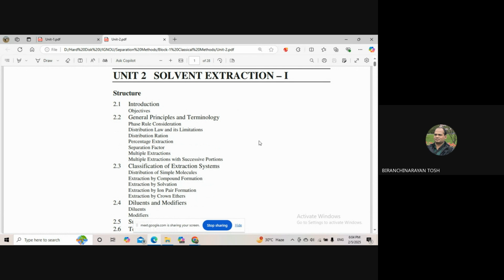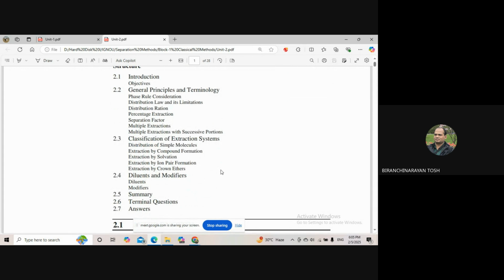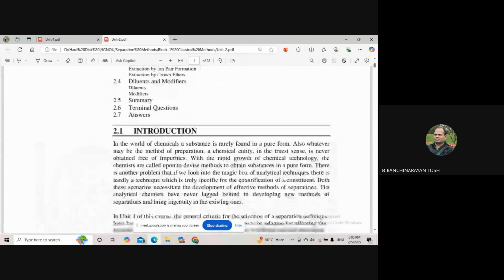So the second unit, that is solvent extraction, has these objectives. General principles and terminology, phase rule consideration, distribution law and its limitation, distribution ratio, percentage extraction, all these general principles and terminology. Then classification of extraction systems, distribution of simple molecules, then extraction by compound formation, solvation, ion pair formation, crown ethers, diluents and modifiers.